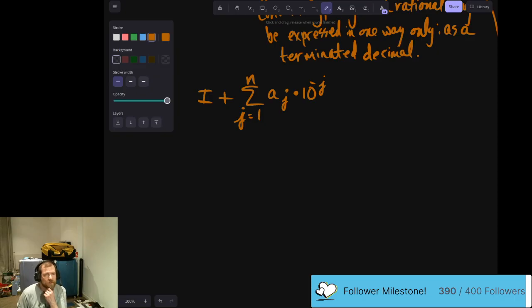So the way we have it is you can have whatever integer portion you want over here, don't care. And then we have plus this sum as j goes from 1 to n, where a sub j are going to be our coefficients, times 10 to the negative j, which is going to get us what position we're in at each place. A sub j will be only the digits 0 through 9. And then n will be finite. So it has to finish at some point.